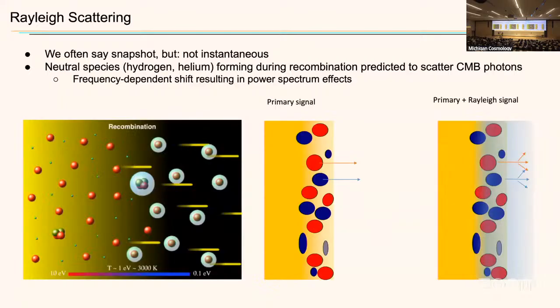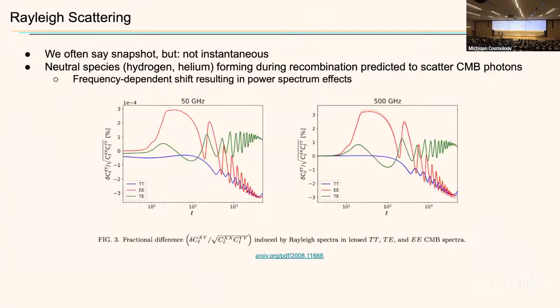We often will say that the CMB is a snapshot, which is a little bit of an oversimplification because it did not happen instantaneously. During that epoch of recombination, through some time slice, neutral species were forming and scattering CMB photons within that time that the CMB was emitted. And what this gives you is a frequency-dependent shift that results in a power spectrum effect, which can be measured. It's just incredibly small, and so we have not done that yet.